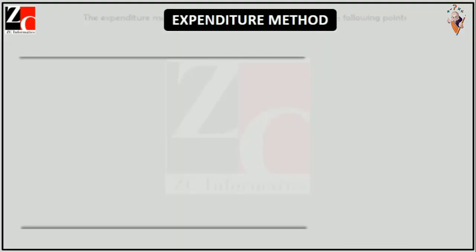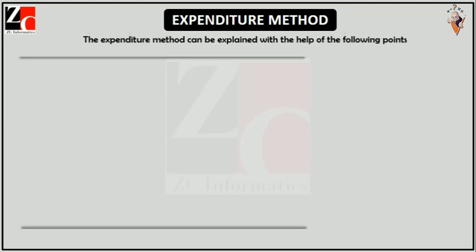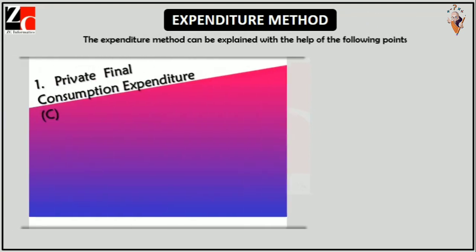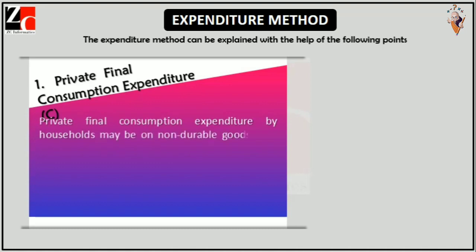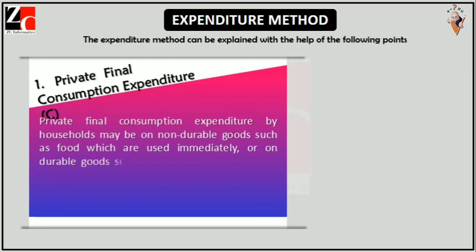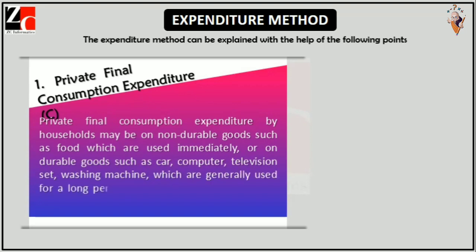The expenditure method can be explained with the help of following points. Point number 1. Private final consumption expenditure. Private final consumption expenditure by households may be on non-durable goods such as food which are used immediately, or on durable goods such as car, computer, television set, washing machine which are generally used for a long period of time, or on services such as transport services, etc.